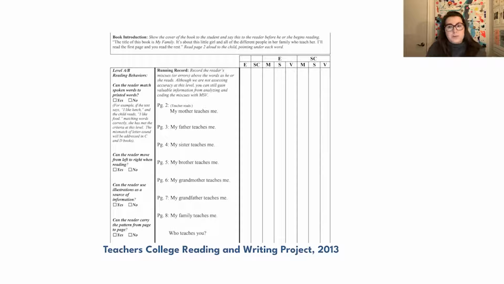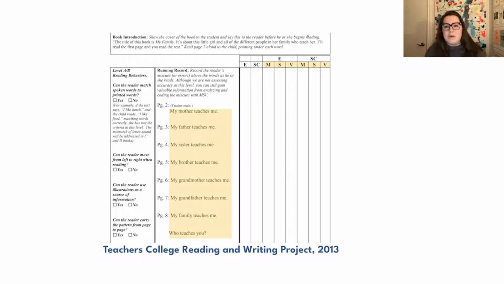You'll notice first and foremost that we've got those MSV columns over there where teachers would be analyzing student errors and student self-corrections based on which cues are being used. So meaning, syntax, or visual graphophonic cues. Again, that highlights the tight link between running records and the 3-cueing philosophy. You'll also notice the text that students are reading. It is very repetitive. It's a pattern text where only the person who teaches them changes from line to line, likely going hand in hand with a different picture that shows that different person.